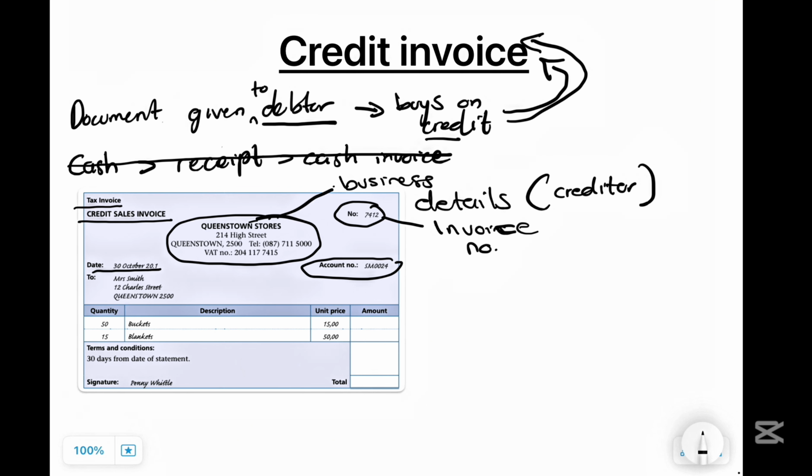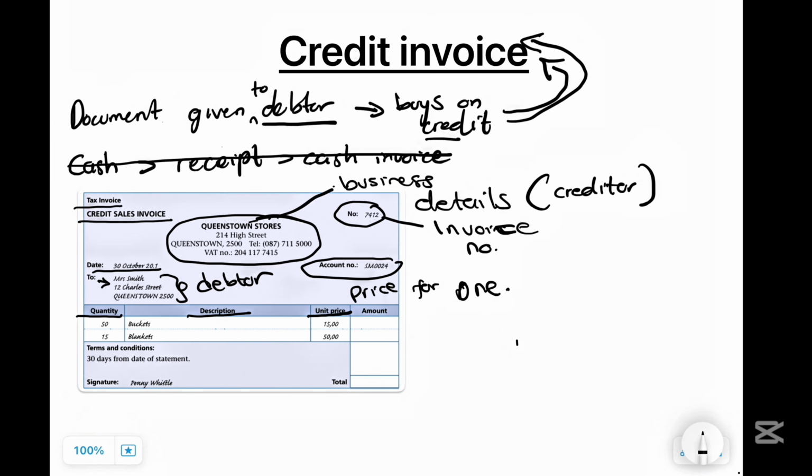And then it says to Mrs. Smith. Okay, so it means these here are the details of the debtor. This is the person who made the credit sale. Then we go down into this table. It says here quantity. So quantity is how many of those things they have bought. And then under description, that's the name of whatever it is they bought. And then unit price refers to price for one.